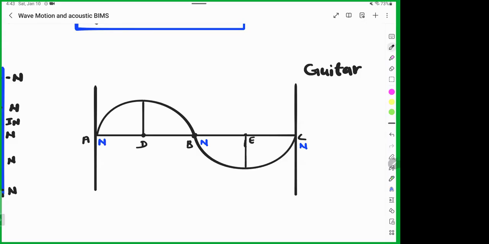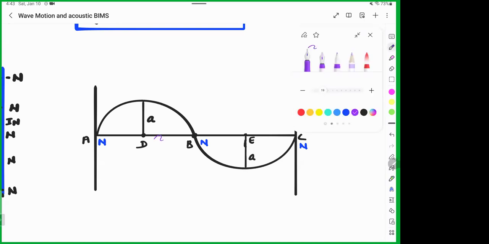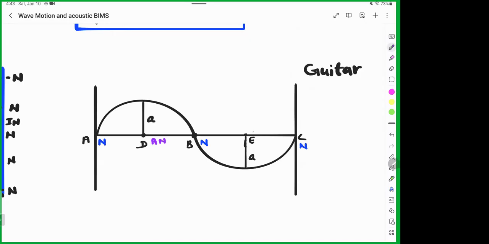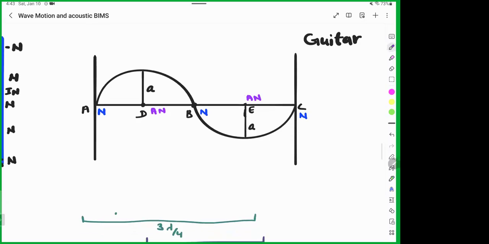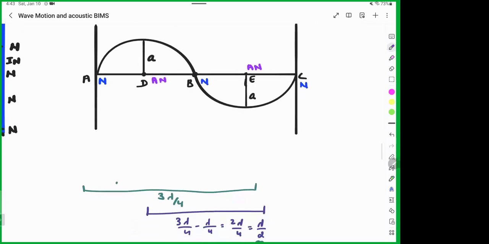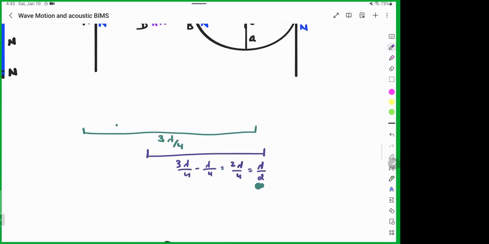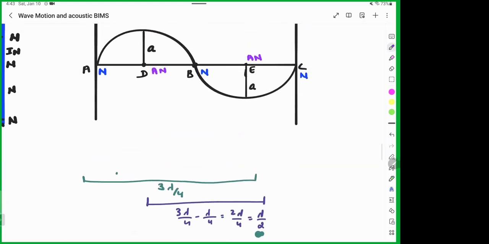Okay. So at D and E point, which logically you can see there is a maximum amplitude. Such points are known as antinode. This is antinode. This is antinode. So nodes are the points where amplitude is zero. Antinodes are the points where amplitude is maximum.